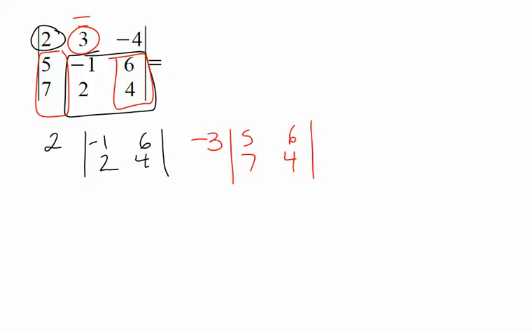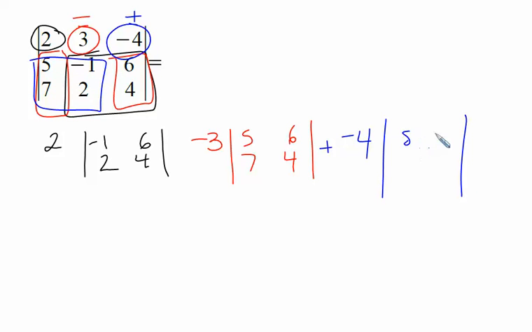And then last but not least, we will come over here to the -4. Now that's really adding a -4. And adding a -4 is the same as subtracting 4. And then we're going to take the determinant right here, 5, -1, 7, 2. This is actually how the determinant is defined.